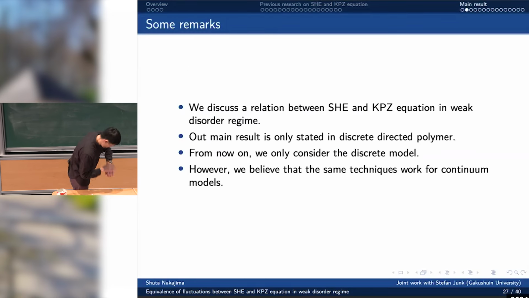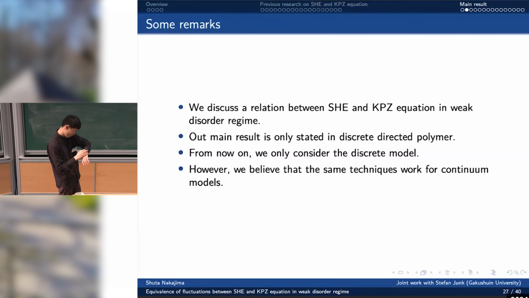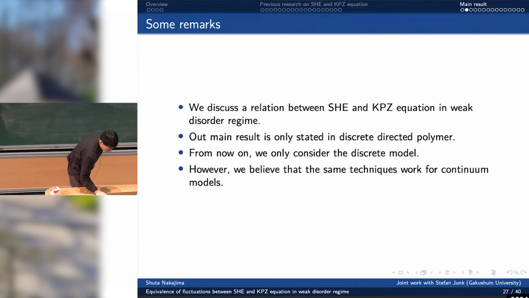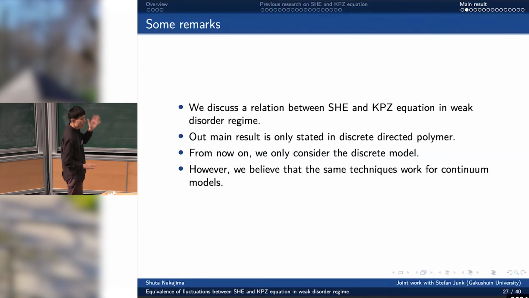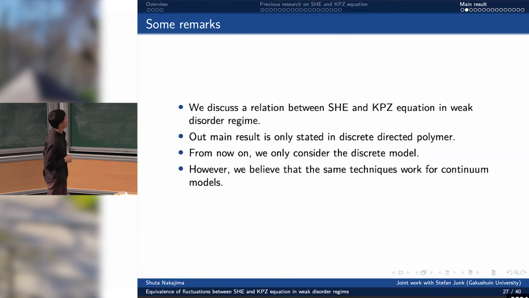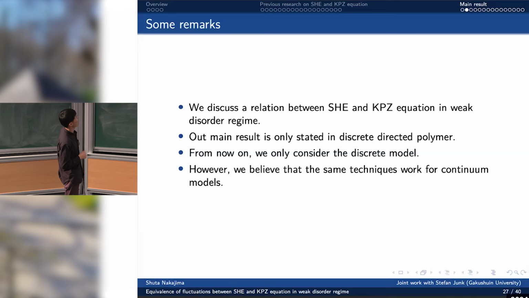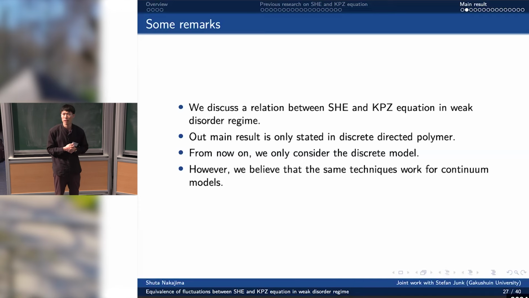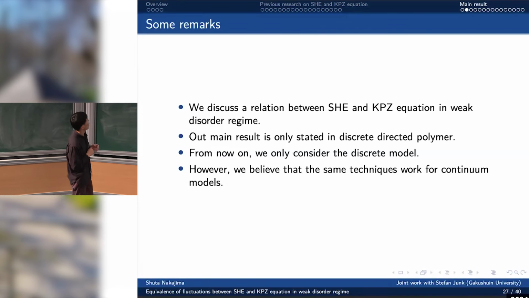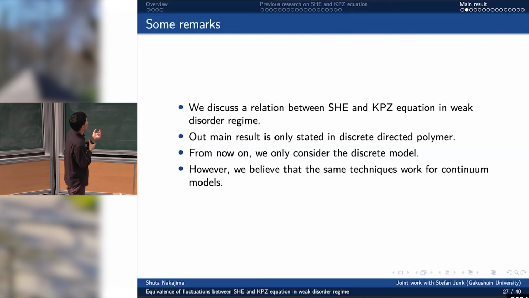Okay, this is the main result. I have 25 minutes, okay, great. Our main result discusses the relation between SHE and the KPZ equation in the weak disorder regime. Our main result is only stated in discrete polymer models, but we believe that our techniques can be applicable to continuum models also. But anyway, we only focus on the discrete model that I'm going to introduce later.